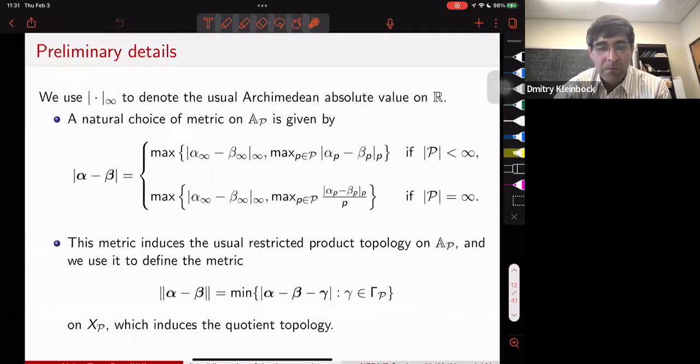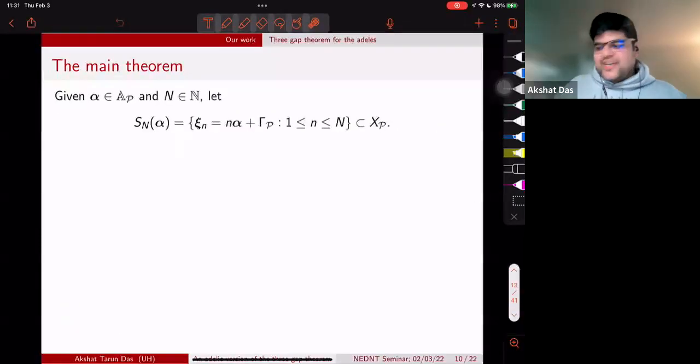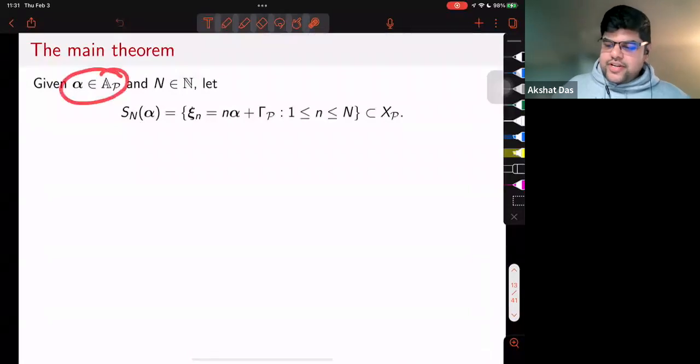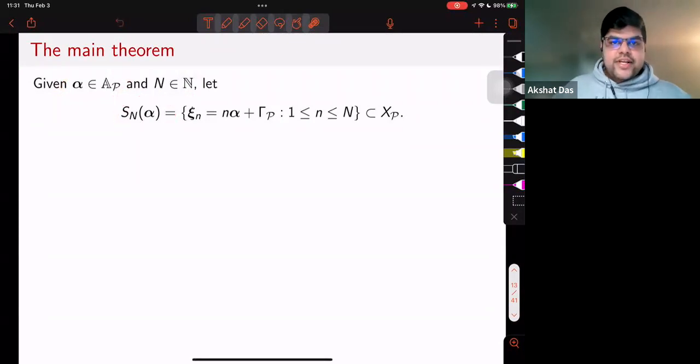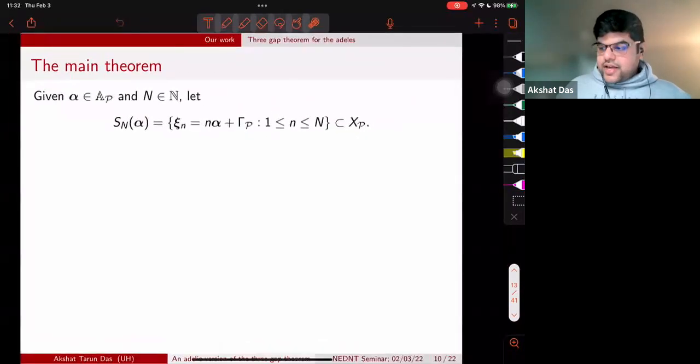Okay. So I think this is a good stage to talk about the main theorem that we have. I'm going to use a lot of notations that I already had for the classical case. So again, let's take a particular element alpha from AP and a natural number capital N. Then we take Sn alpha to be the collection of all the fractional parts of little n alpha, where little n is going to run from 1 to capital N. And these are the points that we're going to plot on the torus.